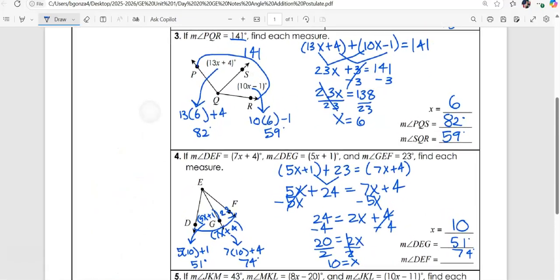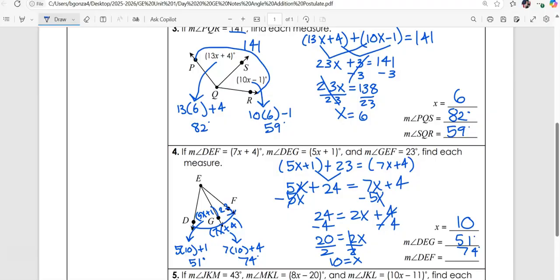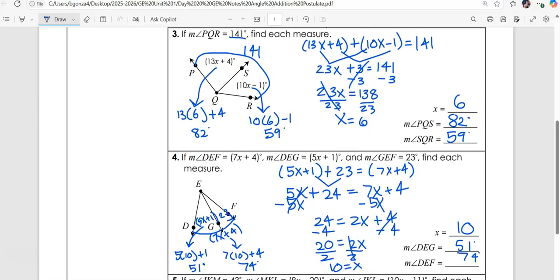All right, y'all. That's the meat of it. So you got to label things. Number 4 was weird because nothing was labeled. You got to label your own, label everything, and you do part plus part equals whole, combine like terms, solve, plug it back in. You can do it.